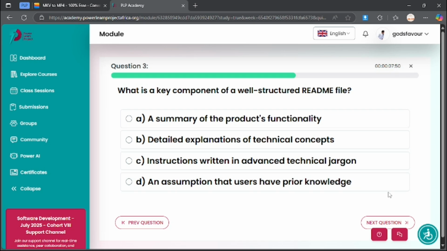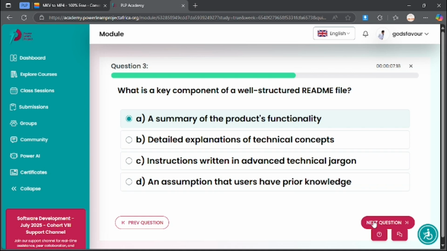All right, so the next one: what is the key component of a well-structured README file? A, a summary of the product's functionality. B, detailed explanations of technical concepts. C, instructions written in advanced technical jargon. D, an assumption that users have prior knowledge. Oh my goodness, this quiz is actually very funny. So we all know that it's just the summary of the product's functionality, because this is where you get to talk about what the product actually does, what the product is.